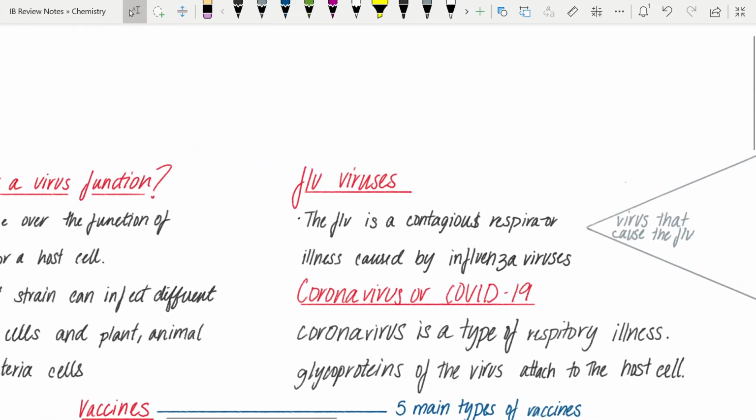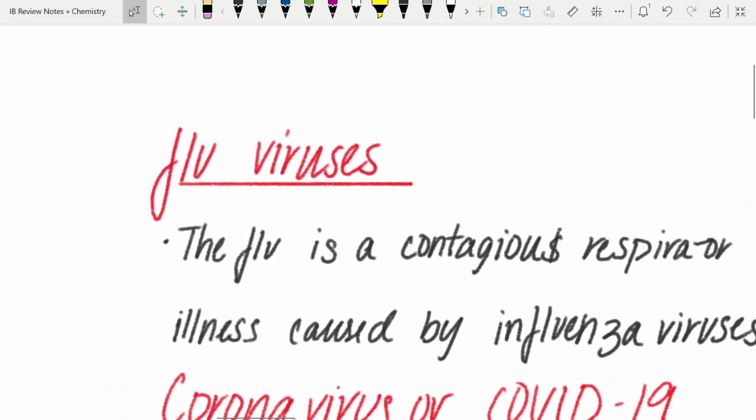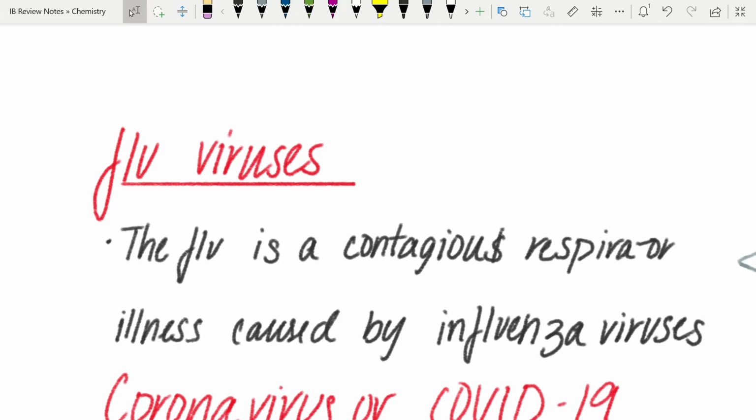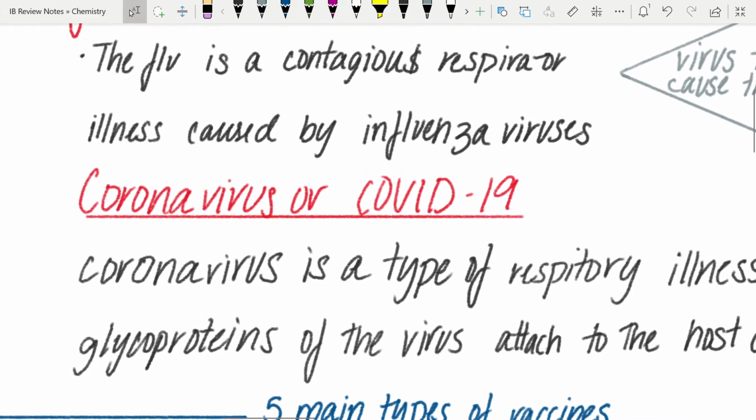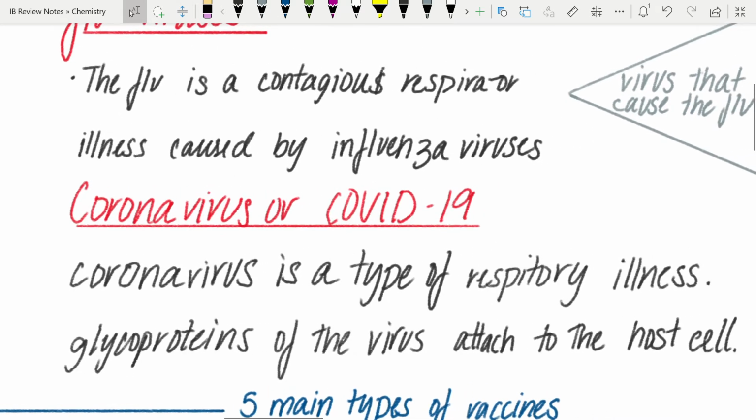So let's look at flu viruses. Whenever we think of a virus, we tend to think of the flu because we are vaccinated every year to protect us from the flu. The flu is a contagious respiratory illness caused by influenza viruses. The word flu comes from the word influenza. And one type of respiratory virus that we are extremely aware of is coronavirus, or COVID-19.